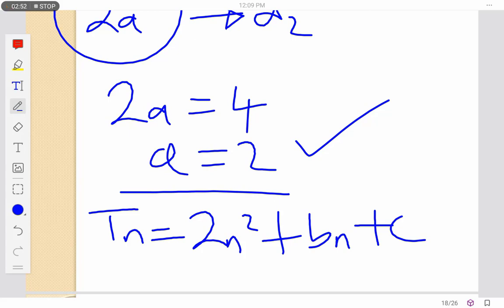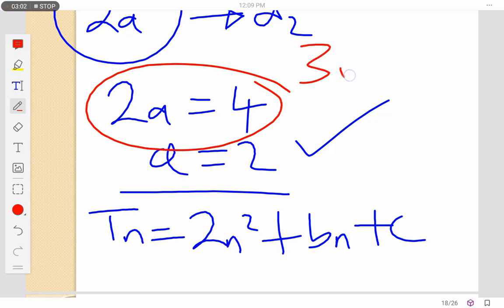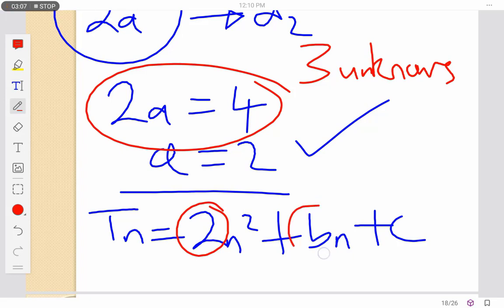Before we do that, we had to find a, because we had 3 unknowns: a, b and c. It's difficult to find unknown values like that, but now we have got the value of a. We now have 2 unknowns, and when we have 2 unknowns, we can substitute with any terms that we have and find the values of b and c using simultaneous equations. That's what we are now going to do.